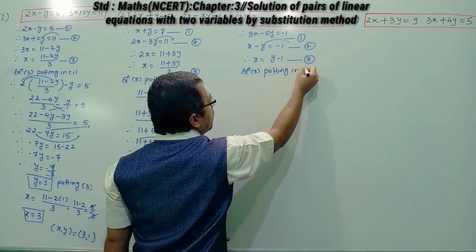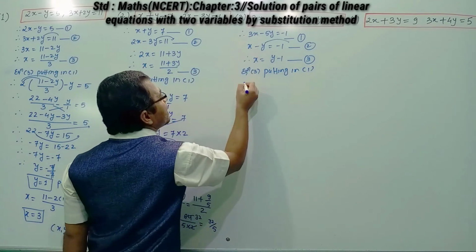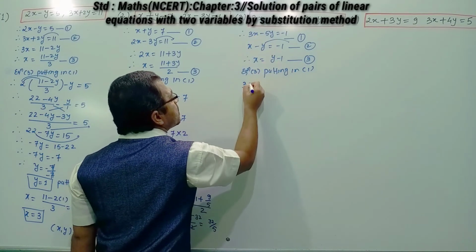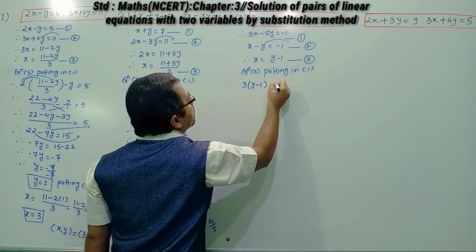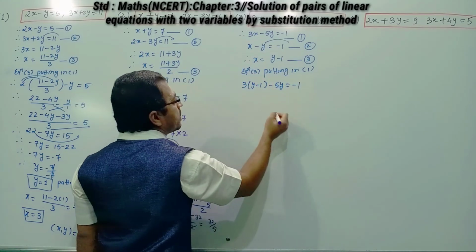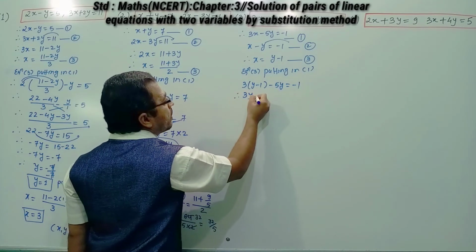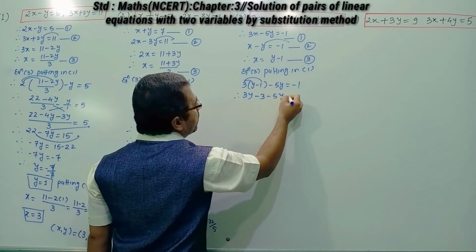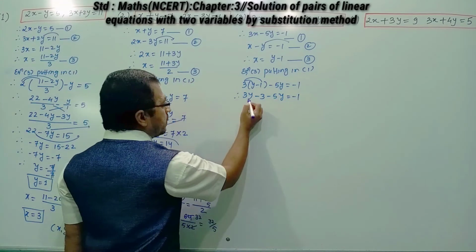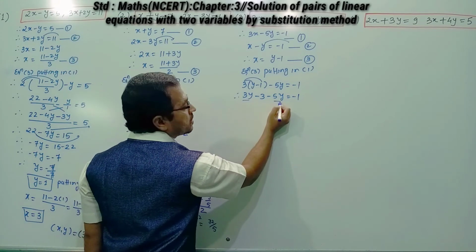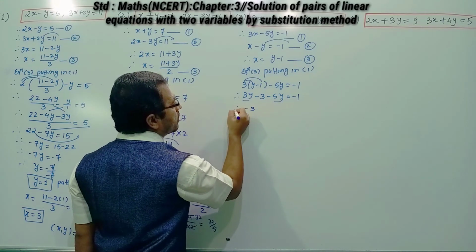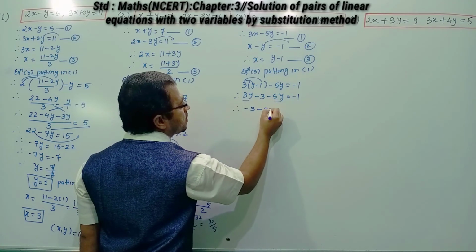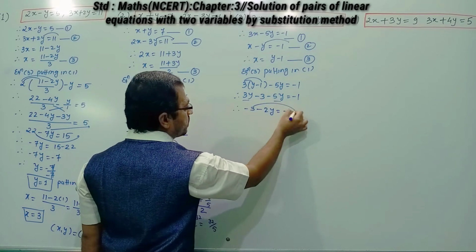Okay, so equation 3 putting in 1. So here you can see that 3x, you will have to put x over here. So the value of x is y minus 1, so 3 into y minus 1, minus 5y is equal to minus 1. So 3y minus 3 minus 5y is minus 1. Here you can see that plus 3y and minus 5y. So minus 3 plus 3y minus 5y, so minus 2y is equal to minus 1.